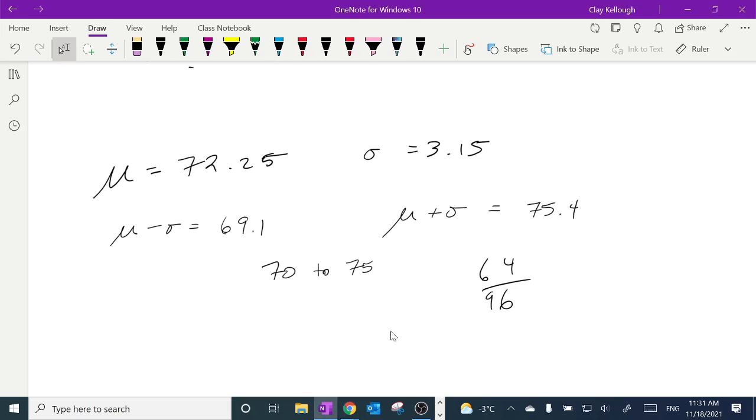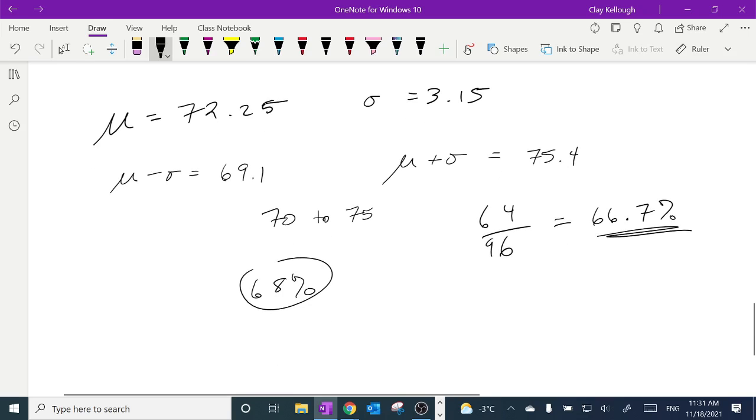So what is 64 out of 96? How many people is that? Look at how close this one is. That's exactly 2/3. So how close are we to our magical 68%? Close enough. I would say this is very close to being normally distributed. So that's how I do that one.